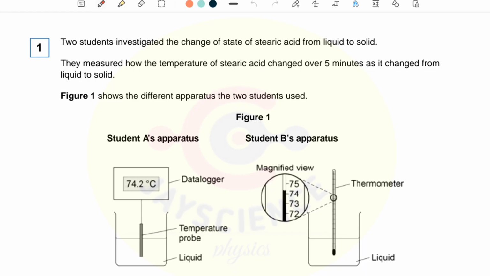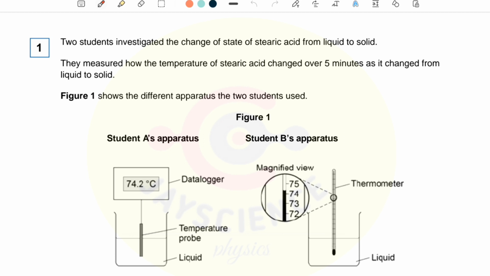Hello guys, welcome to another video. We're going to solve quite a number of questions in this particular video, and those questions will be on changes in state of matter, and also the particle model, which is contained in the AQA GCSE paper.